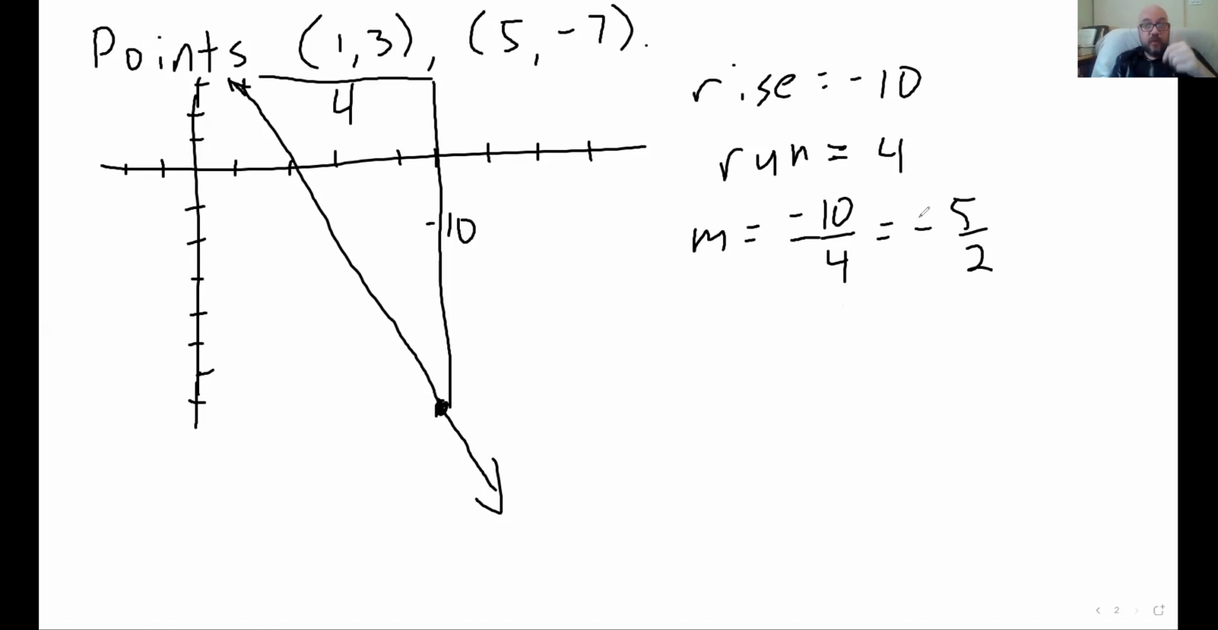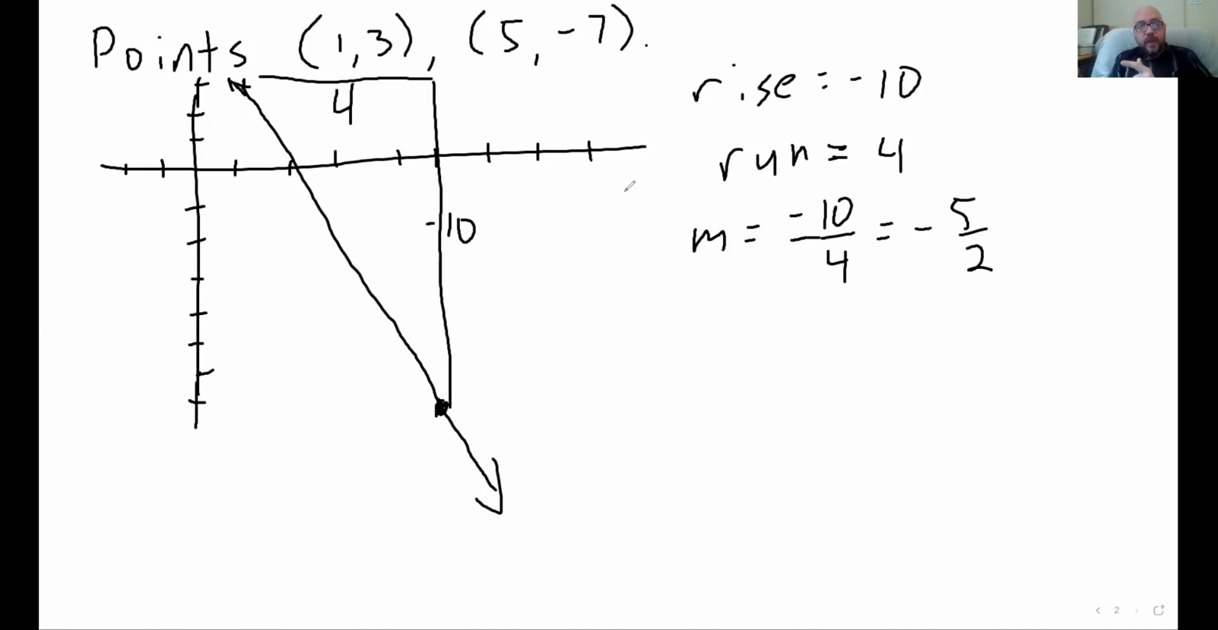And you might ask yourself, is that okay? The answer is yes. A negative in the top or a negative in the bottom or a negative out front all mean exactly the same thing. I prefer to put it out front just because it looks nicer. But if you left it as -5 over 2, that would be 100% correct as well. All right, that's it. Let's find the equation of the line here.